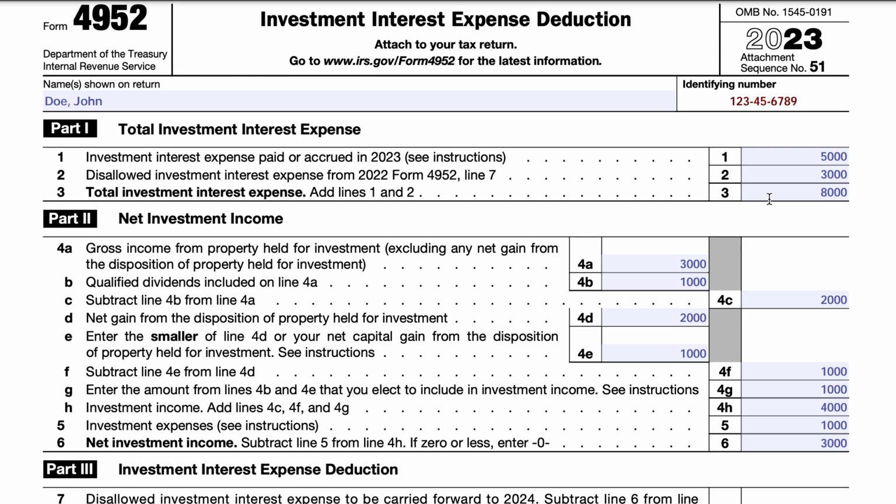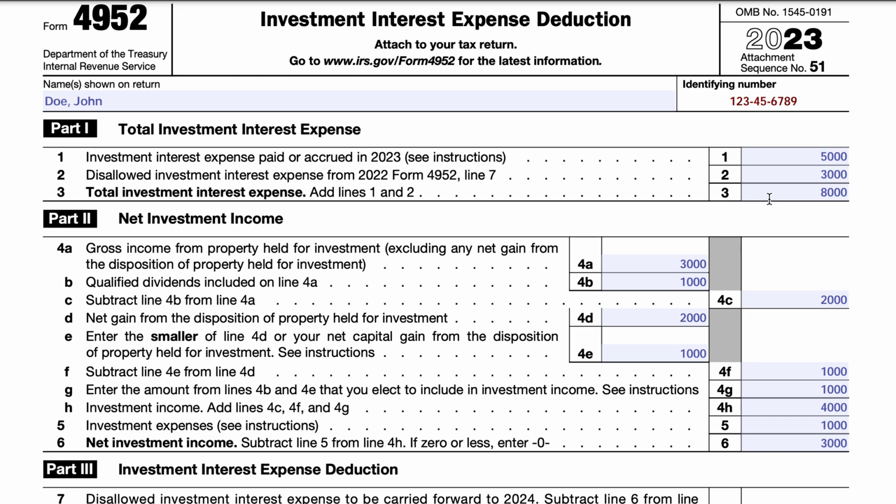In line one, we'll enter the investment interest expense that was paid, incurred, or accrued during the tax year. According to the form instructions, this specifically includes any investment interest expense that was accrued on a loan or part of a loan for property held for investment. This could be for a rental real estate property. This could be for investments that you hold, but you secured a loan. Investments that maybe you bought on margin.